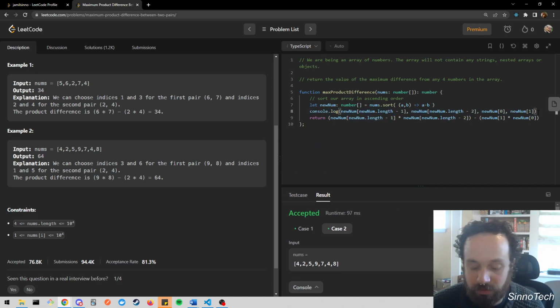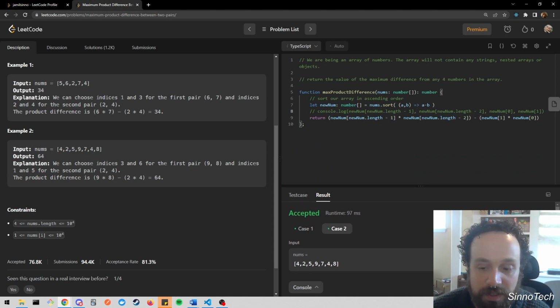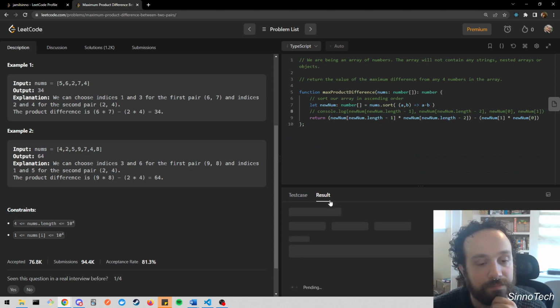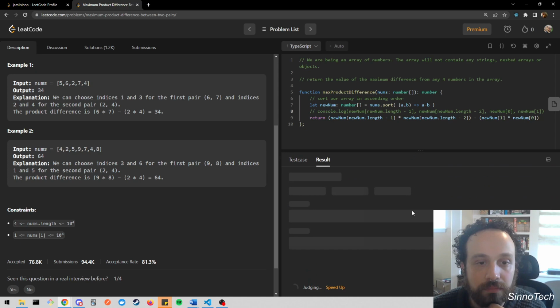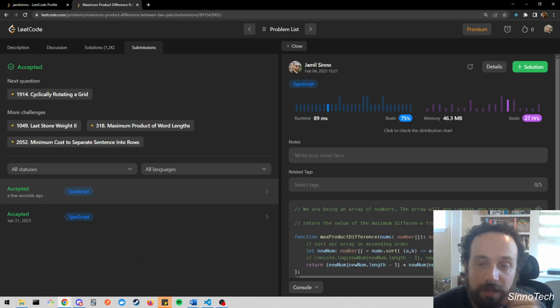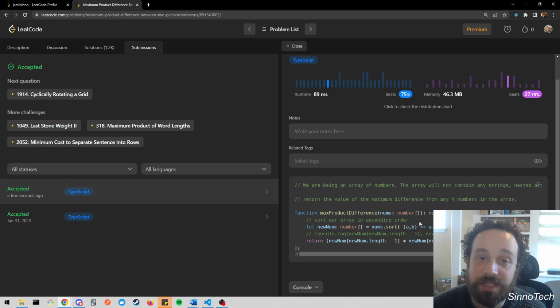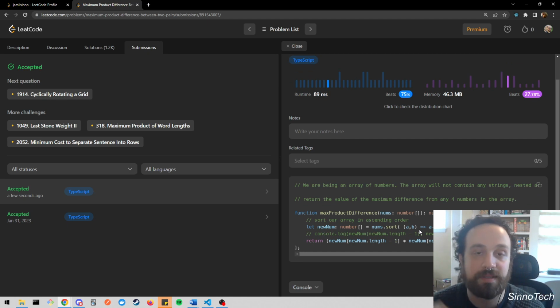I am going to take this out because I don't want to continue console logging all of this, and then I'm going to submit my answer. And voila, there we go. It works. It was a simple trick, right? If you know a little bit about math, you can start to see where these simple tricks and tips and patterns will help make your life a little bit easier.